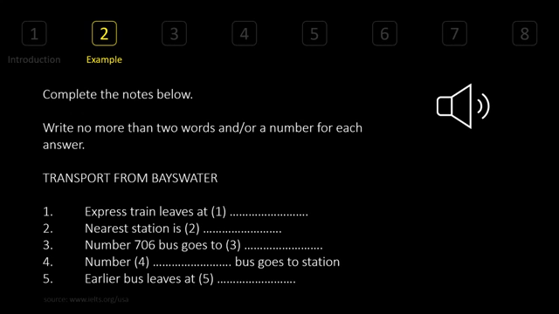OK, which bus is that? The 792 will take you to the station. I guess the walk will be good for me, so that might be the better option. What time do I catch the 792?